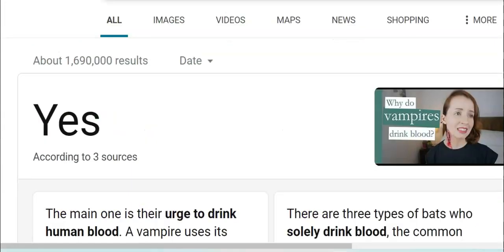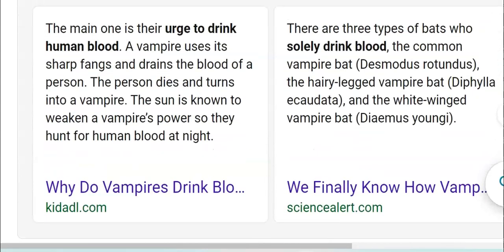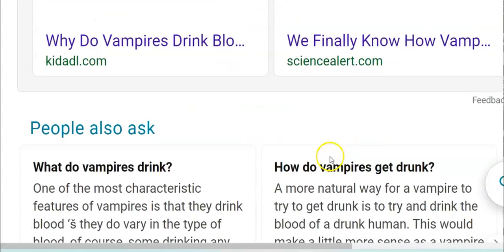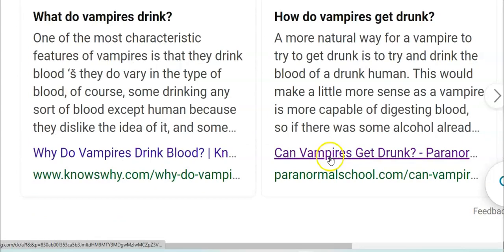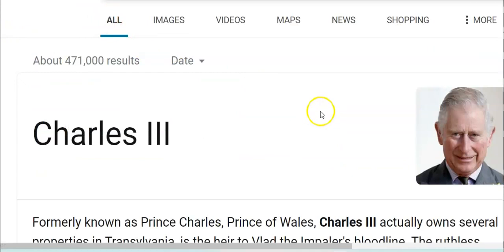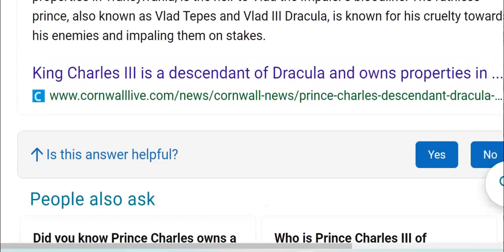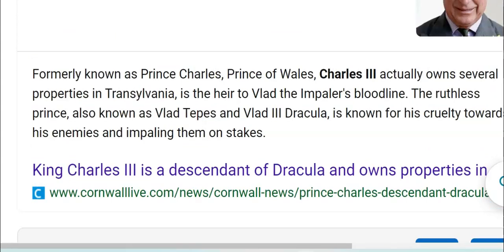Yeah. According to vampires drink blood, right? Yes, vampires drink blood. And there's bats, like Batman, right? And they drink blood. Of course, vampires are from Transylvania. And Charles III. Of course, we didn't even know that the first two actually existed. You know what I mean?